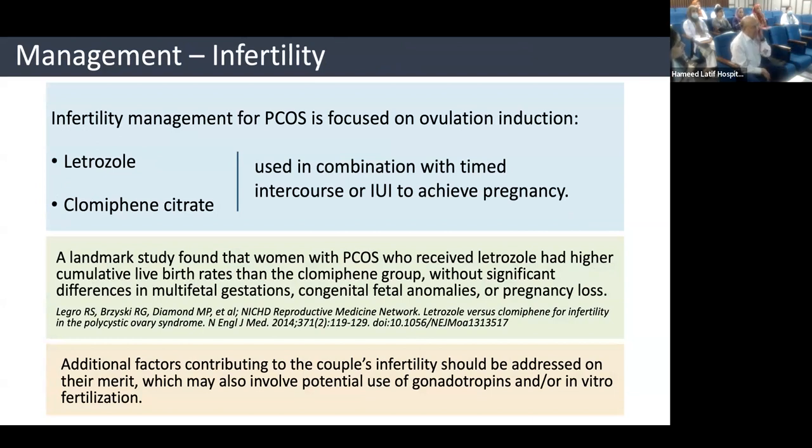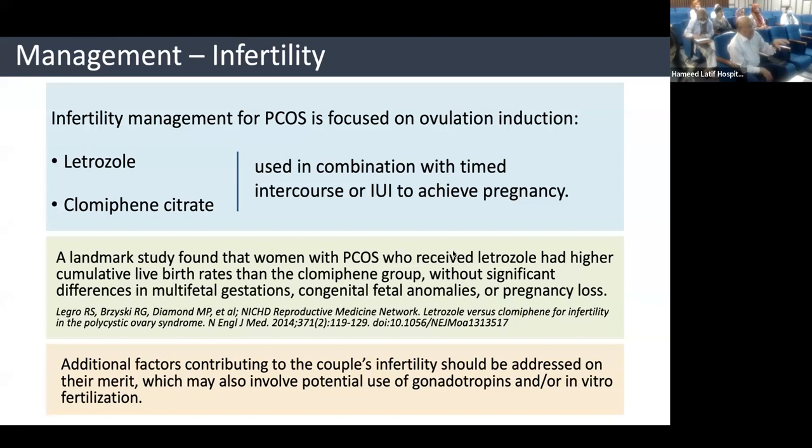And in the subsequent cycle, I ask them to have clomiphene citrate 50 milligram twice a day from cycle day 2 to 6. And the majority of them, if they do not have any other problem, not all, of course, the majority of them, they achieve a pregnancy.